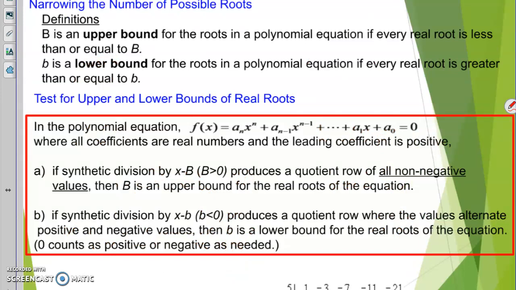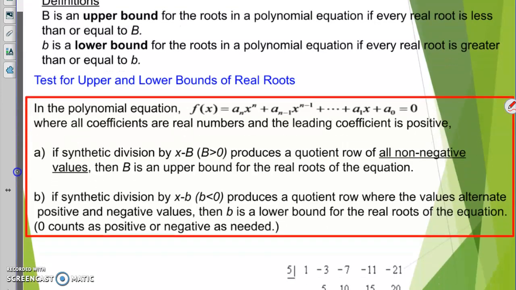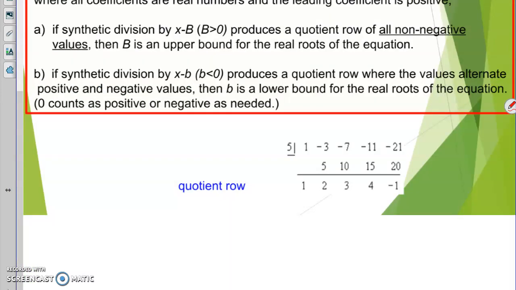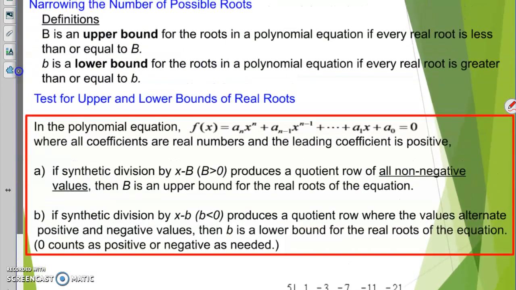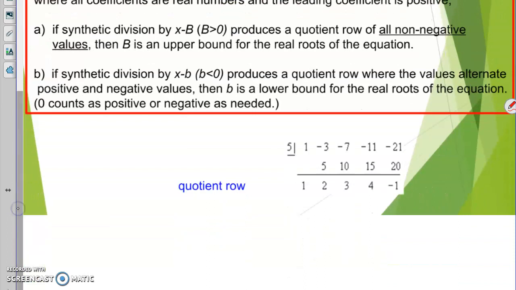Here we're going to talk about some lower and upper bound tests, and let's explain that a little bit. Let me leave it there. If you want to pause it right now so you can read through these, you certainly can. I'm going to try to explain to you how it works.